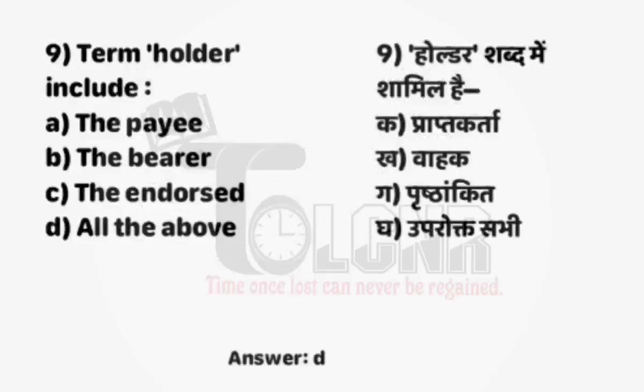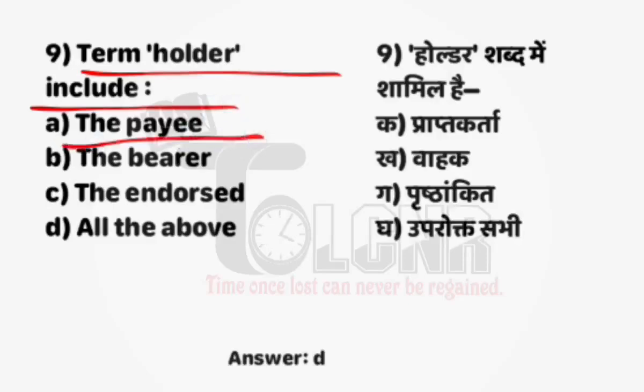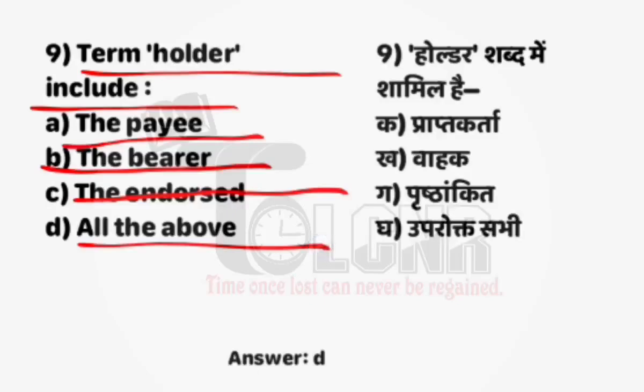Next question, term holder includes: first option the payee, second option the wearer, third option the endorsed, and fourth option is all of the above. Right option is D, all of the above. The term holder includes the payee, the wearer, and the endorsed.